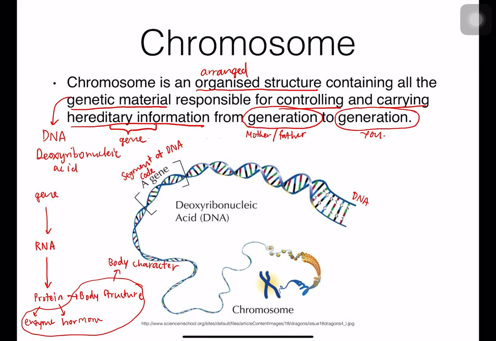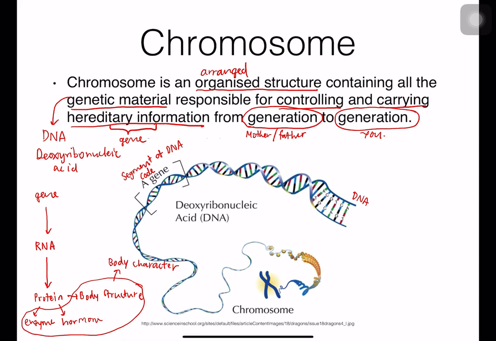For example, your hair. Your hair contains keratin. The keratin protein comes from the keratin gene, and the keratin gene is expressed as keratin RNA. Keratin RNA is transferred into keratin protein, and the keratin protein can make your hair curly or even straight. That is the meaning of the word gene.